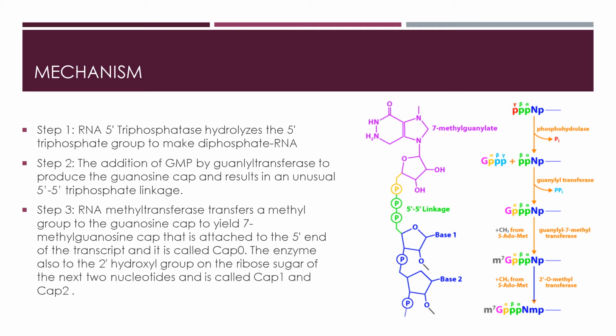The third step is where a methyl group is added to the guanine and thereby the 7-methylguanosine cap is formed. This region is known as cap0 and the enzyme that brings about this reaction is known as RNA methyltransferase. This enzyme also adds a methyl group to two adjacent nucleotides and those regions are called cap1 and cap2 respectively.